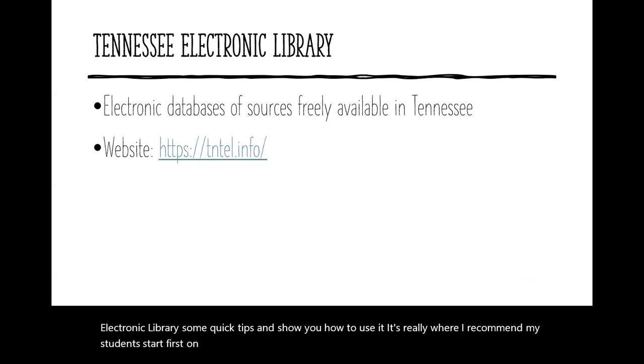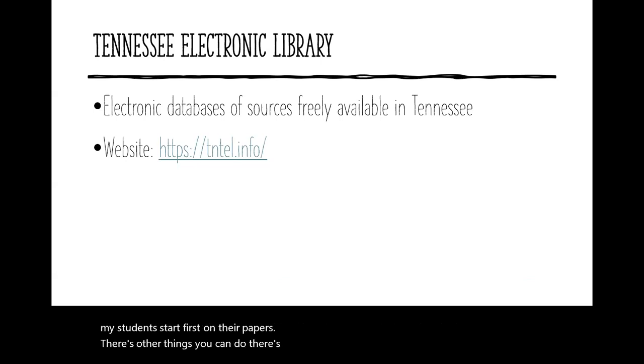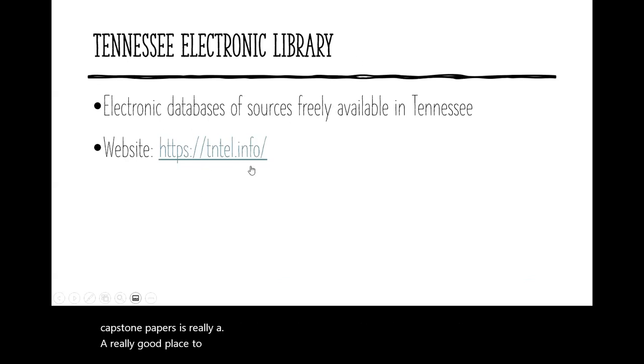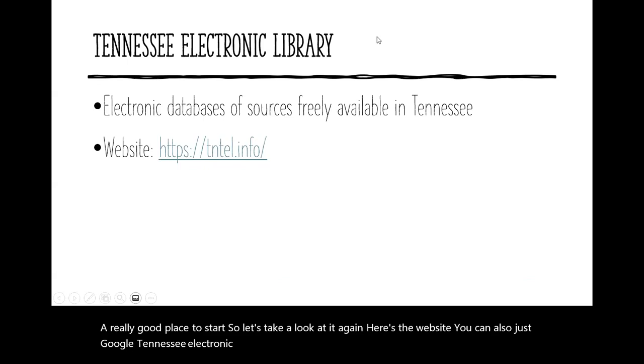There's other things you can do. There's other tips. There's Google Scholar, Google Books, other types of source mining, other databases. But Tennessee Electronic Library for a lot of our capstone papers is really a really good place to start. So let's take a look at it. Again, here's the website. You can also just Google Tennessee Electronic Library. You'll find it pretty easy that way.